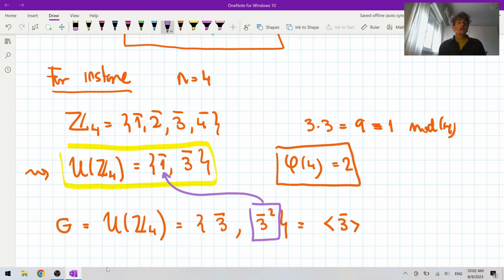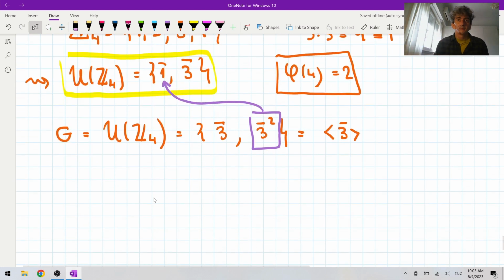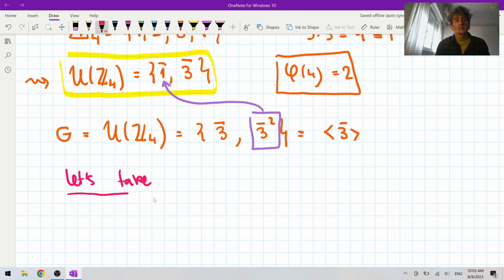So we have shown with an example that we have plenty of cyclic groups. We have used a very small example with n equals 4. So there are cases in which there are more. Okay, let's do one more. Let's take say n equal to 6, so Z set 6. This is the collection of classes.